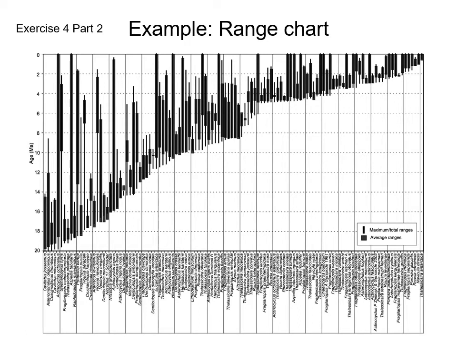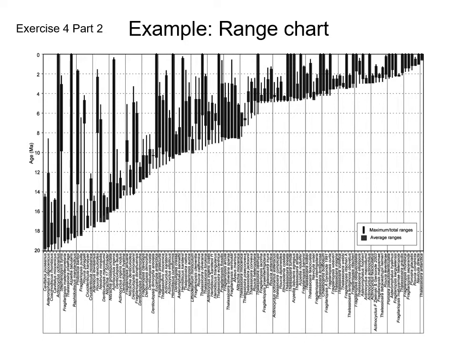Here we can see an example of one of these range charts. Each line represents a different species of plankton, and you can see the ages going down on the left in millions of years. At the very top is modern and at the bottom is 20 million years old. You'll notice that some of these lines continue off of the page more or less, and that means that they still exist today, and other things went extinct before.